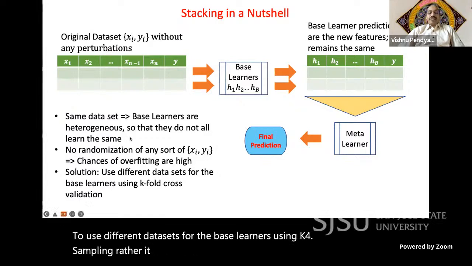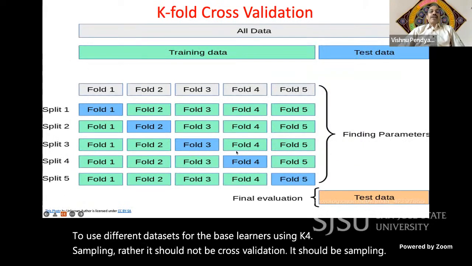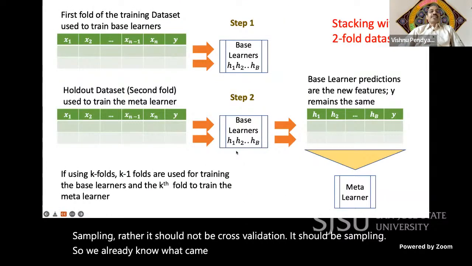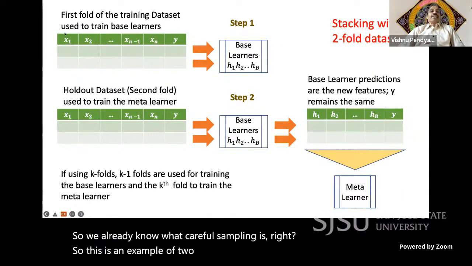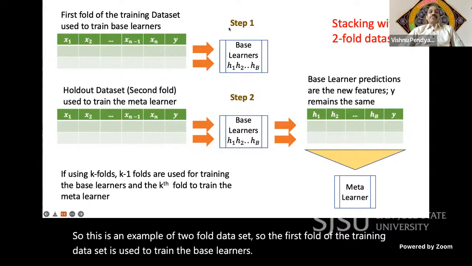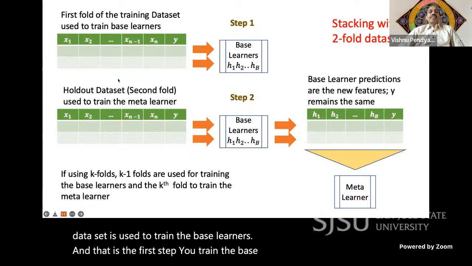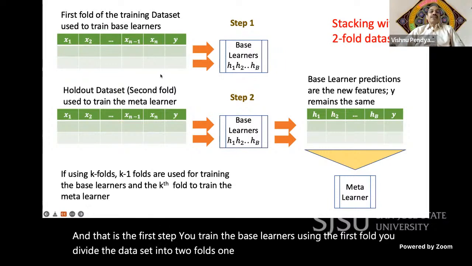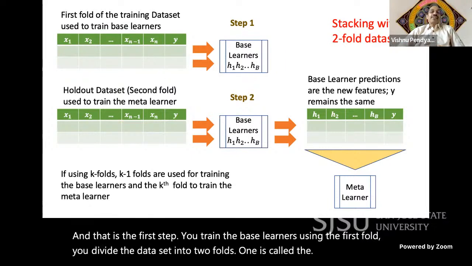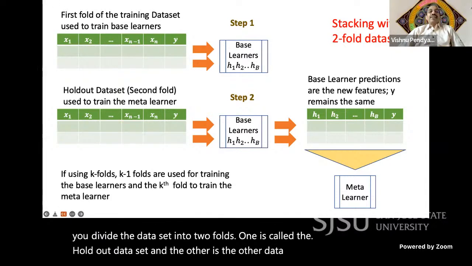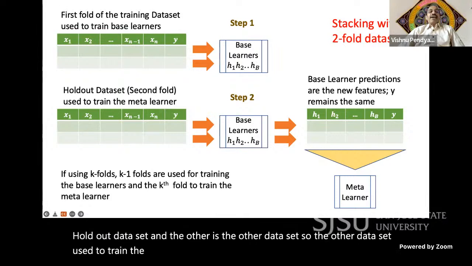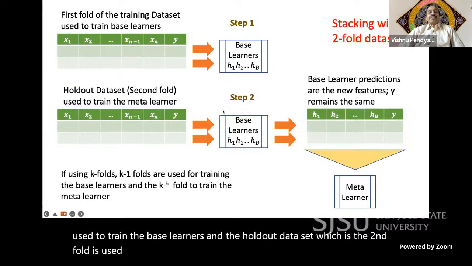Rather, it should not be cross-validation, it should be sampling. So we already know what k-fold sampling is, right? So this is an example of a two-fold data set. The first fold of the training data set is used to train the base learners. And that is the first step. You train the base learners using the first fold. You divide the data set into two folds. One is called the holdout data set, and the other is the other data set. The other data set is used to train the base learners, and the holdout data set, which is the second fold, is used to train the meta learner, right?